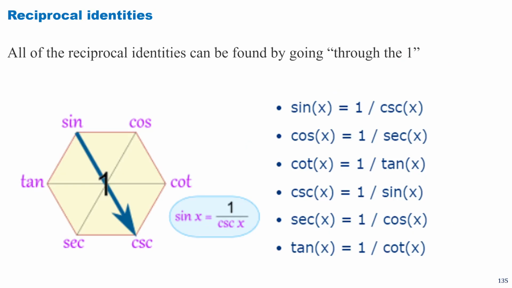First, reciprocal identities. All of the reciprocal identities can be found by going through the one. For example, if you go through the one from sine to cosine to cosecant, this will help you memorize the relationship between sine and cosecant. Actually, they are the reciprocal of each other, right? And similarly, cosine and secant are reciprocals of each other. Tangent and cotangent are reciprocals of each other. Therefore, we have a list of identities on the right.